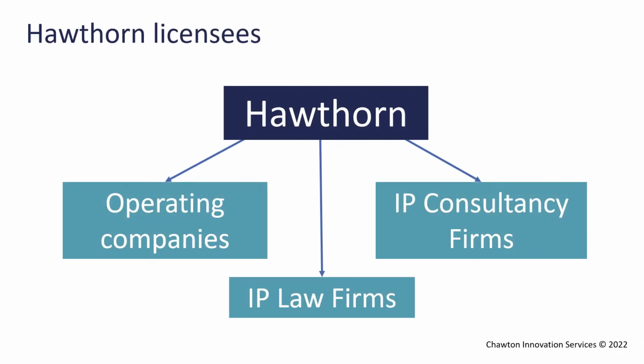Chiltern Innovation Services has operating companies as well as IP law firms and IP consultancy firms as licensees. Operating companies tend to use Hawthorn for self-assessment purposes, whereas IP law firms and IP consultancy firms are using it to underpin the IP management audit services they offer to their clients.